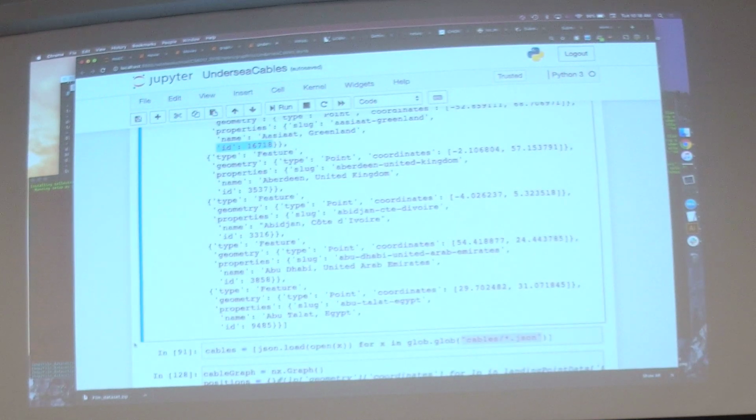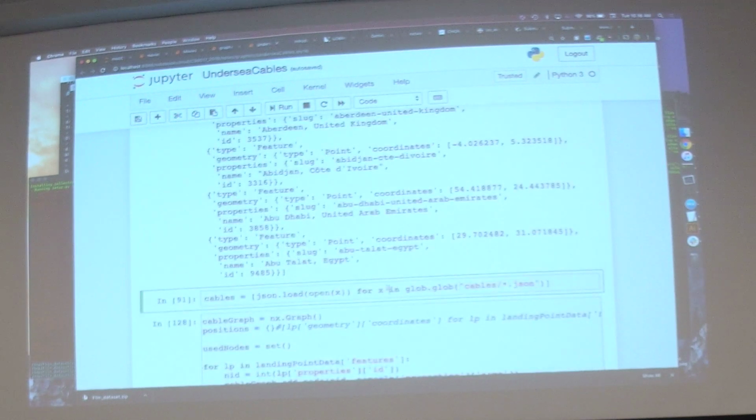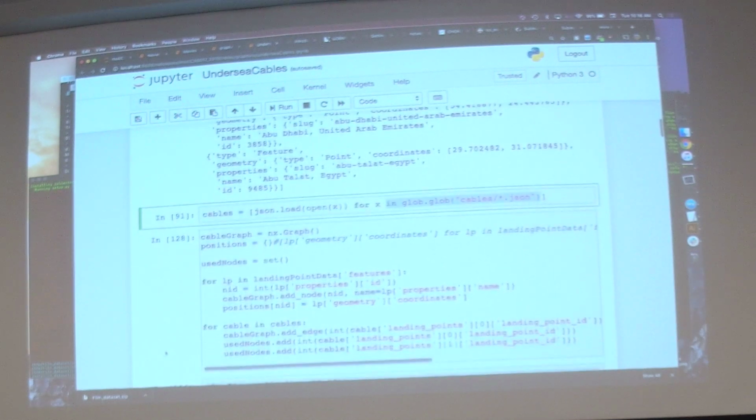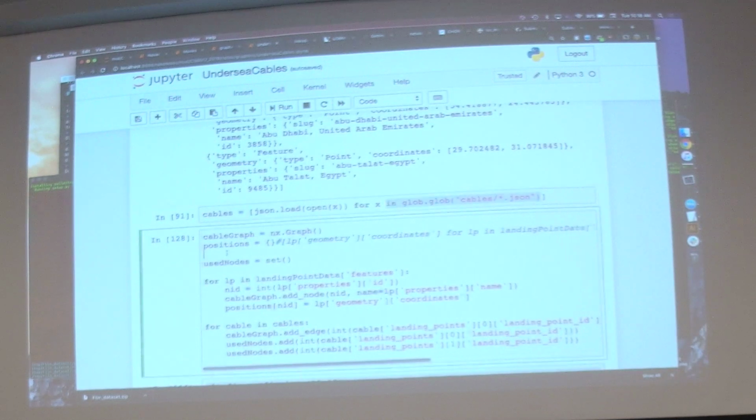The cables were a little bit more of a pain because each cable is in a separate file, so I had to look at all of the cable files and load everything separately. So we loaded all this, and then I built my graph out of all this. I'm using NetworkX, made a graph.